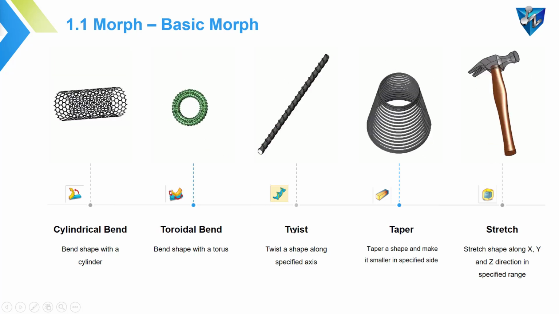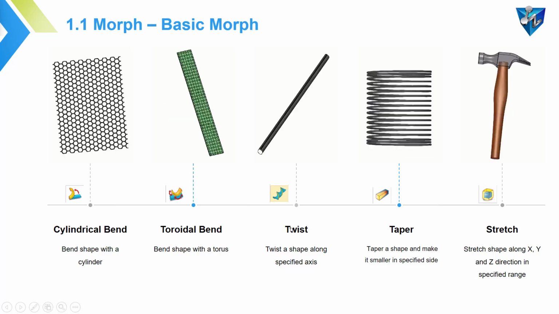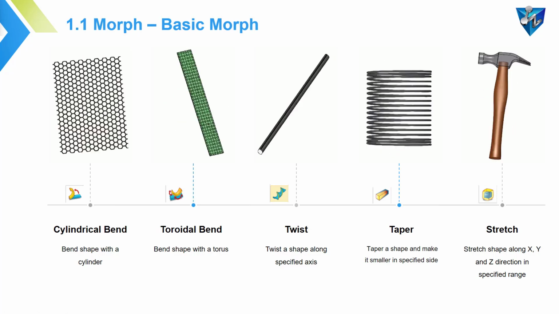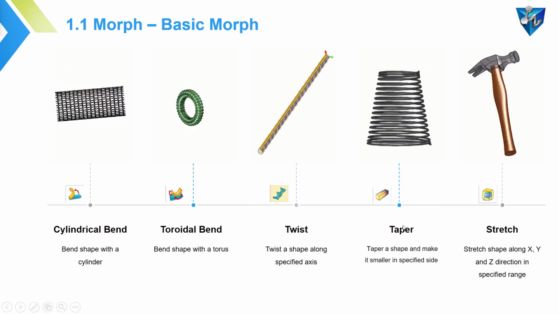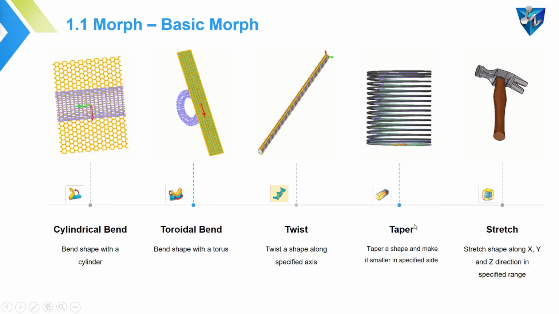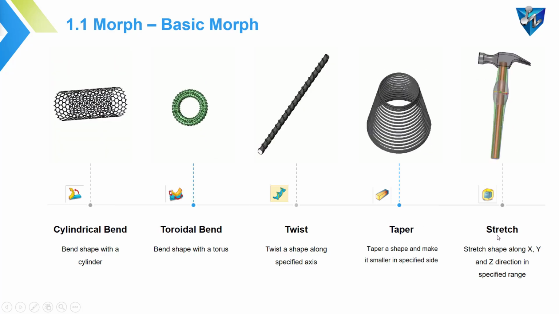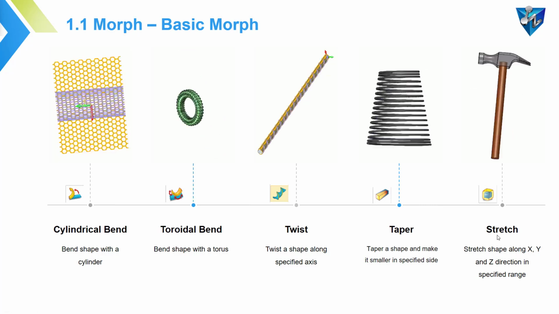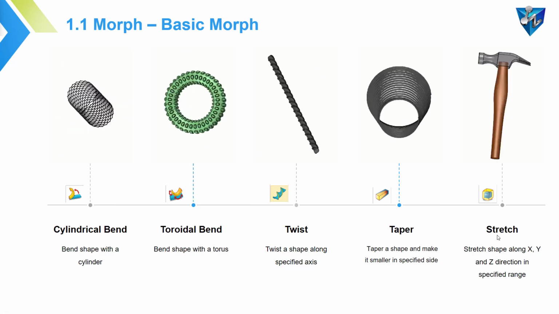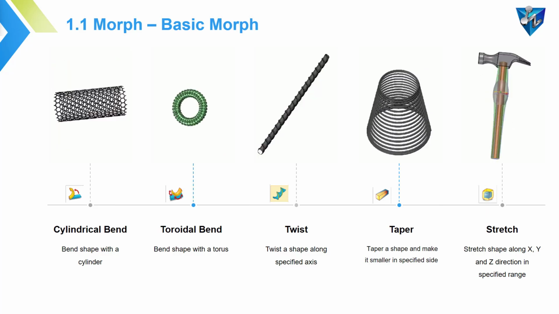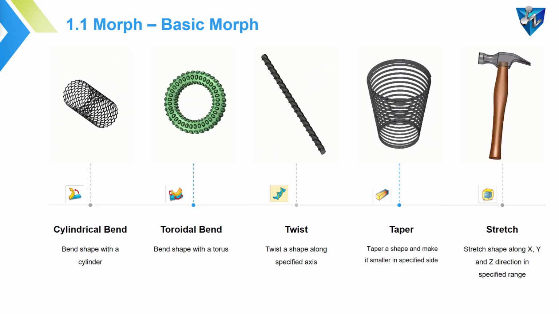Okay, and for the third one, twist. It's easy to understand. We can twist a shape along an axis. And for the fourth one, taper. You can taper a shape by an angle. And for the last one, stretch. You can stretch shape along x, y, z direction in a specified range. Like for this hammer, we can stretch the handle to get a more reasonable result.